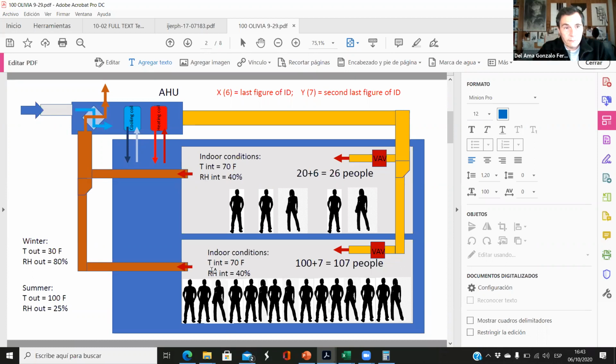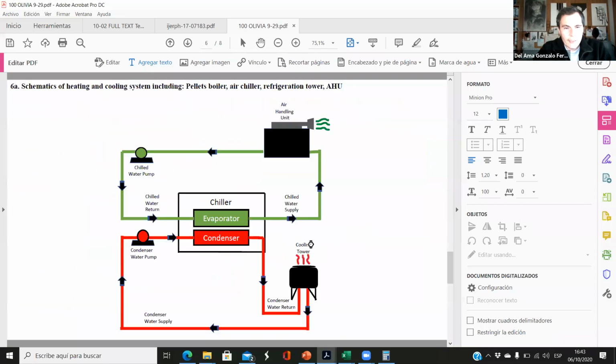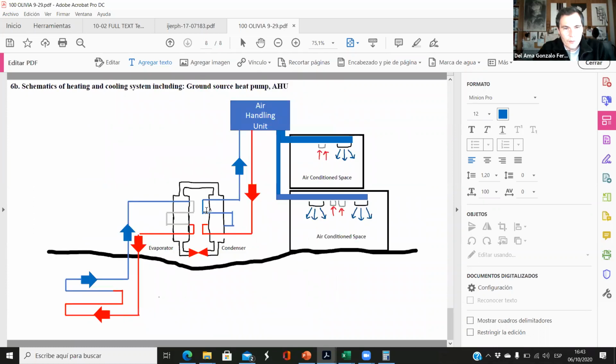And that's it. And what's next? Then we have to work with the schematic. Okay, so there were two options here. This option was with the ground source heat pump.